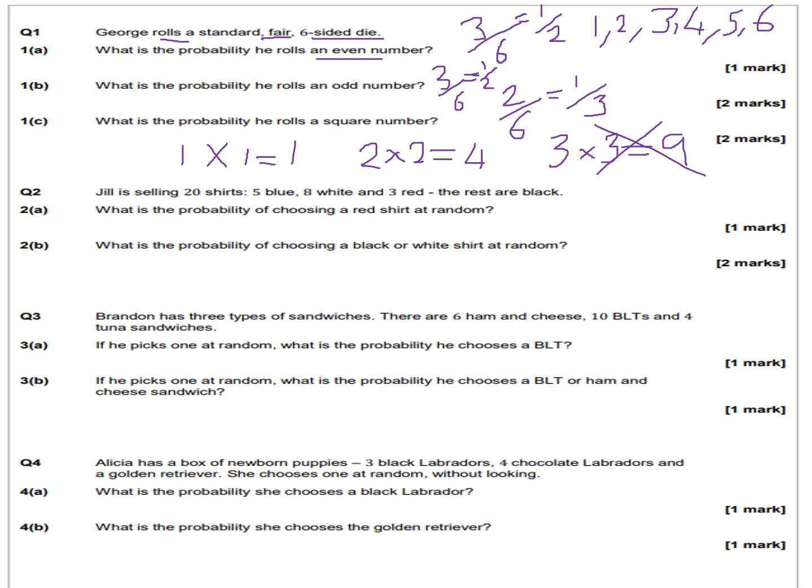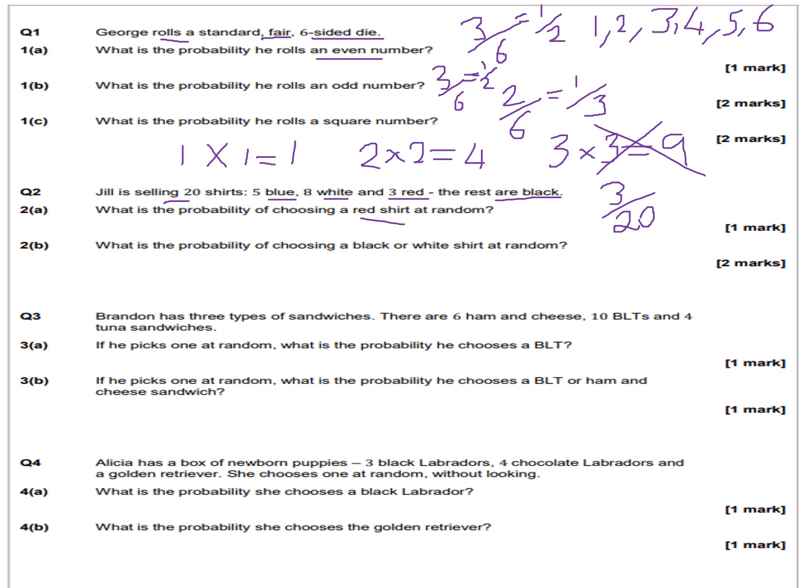Question number 2: Jill is selling 20 shirts, 5 blue, 8 white, 3 red, and the rest are black. What is the probability of choosing a red shirt? Well, that'll be 3/20, because there are 3 red shirts out of a total possible 20.